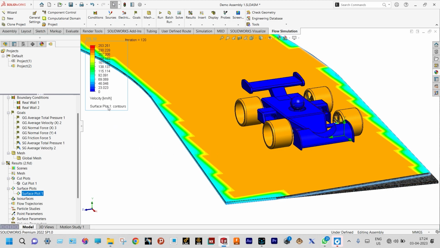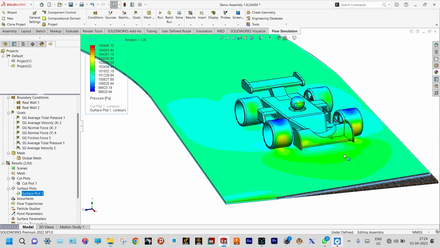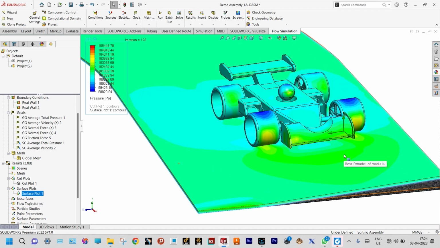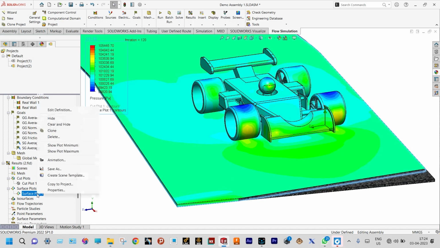Let us see pressure distribution also. Instead of velocity, we'll see pressure distribution. You see different values of pressure at different zones, right? Let us clear and hide this one.